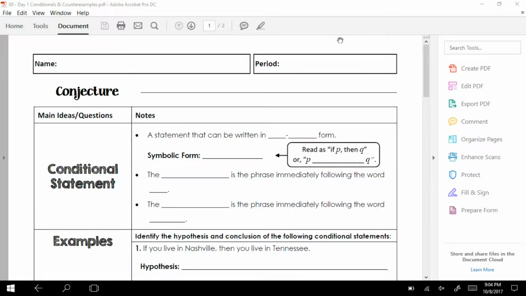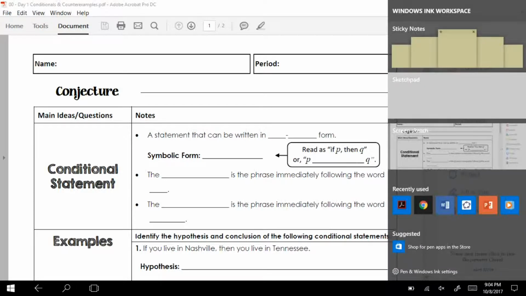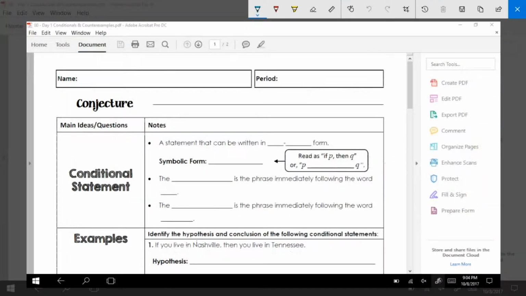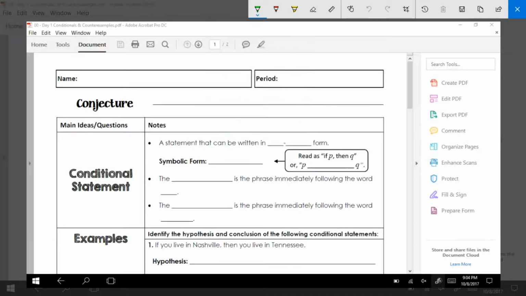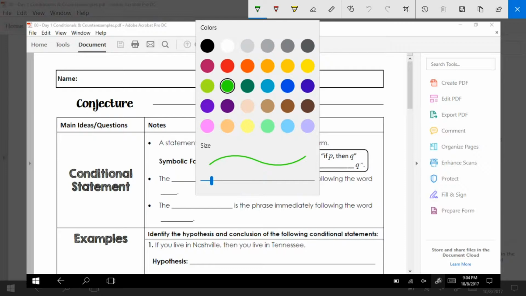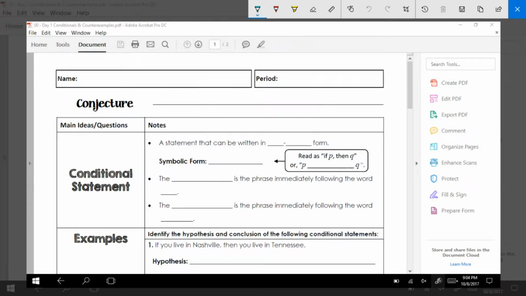So without further ado, let's get started with this notes page. So I'm going to go to the screen sketch. Every time I exit a screen sketch, it's going to delete everything, so make sure you're writing down what you need to write down. But I'm doing this because it's a lot smoother to write. Okay, so here we go. So first of all, fill in your name.